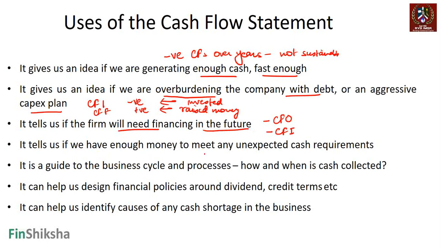It tells us if we have enough money to meet any unexpected cash requirement. It is a guide to business cycle and processes, which is how and when is cash collected. Once you sell, when does the cash come in? So cash flow tells you how much of your sales gets realized from time to time. How much of sales get realized, how much of expenses get paid from time to time. And that gives a guide in terms of how much money you are expected to make given a certain amount of sales and profit.